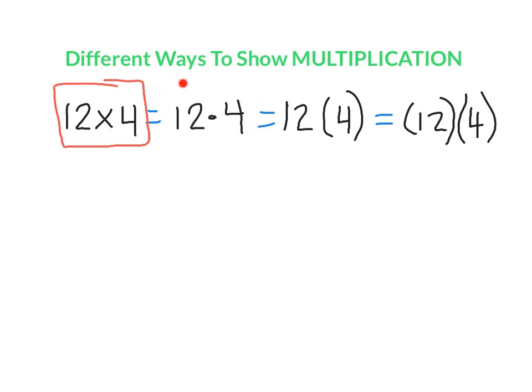multiplication written with a dot in the middle, or with a number outside next to a number inside the parentheses, or with both numbers in parentheses. Either way, it all means to multiply.